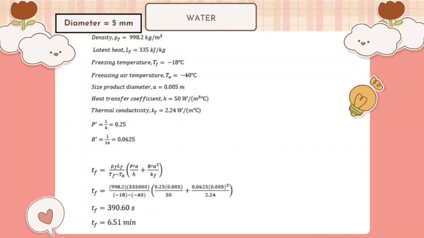We need to search for the information needed to use this method. Then, after we get the information needed, we can enter the values into the formula, which is Planck's method. We get the answer in seconds, which is 802.40 seconds, and then we need to change the unit to minutes, which is 30.37 minutes.